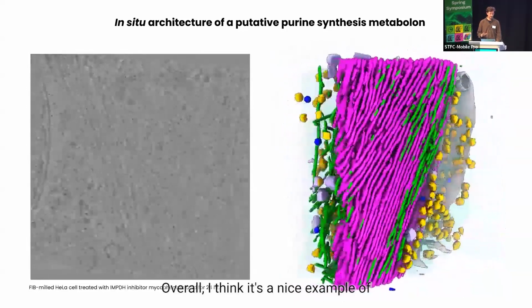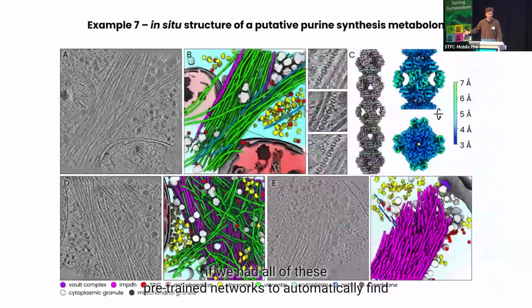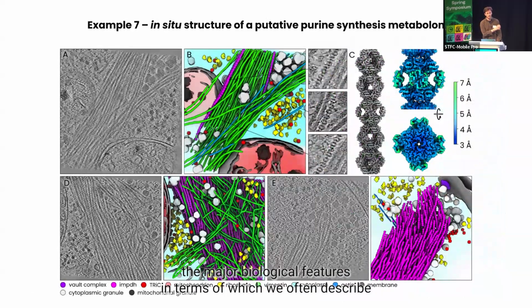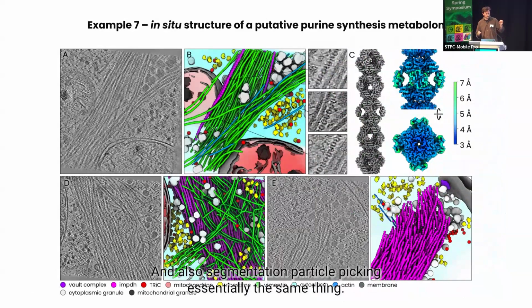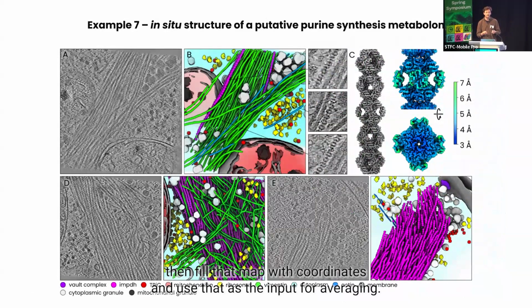Overall, I think it's a nice example of how we have all of these pre-trained networks to automatically find the major biological features in terms of which we often describe what's going on in the cell. Are you in the nucleus? Are you in a mitochondrion, etc.? So I think this is a fun example. And it also, segmentation, particle picking, essentially the same thing. Once you turn your tomogram into a segmented map, you can then fill that map with coordinates and use that as the input for subtomogram averaging.